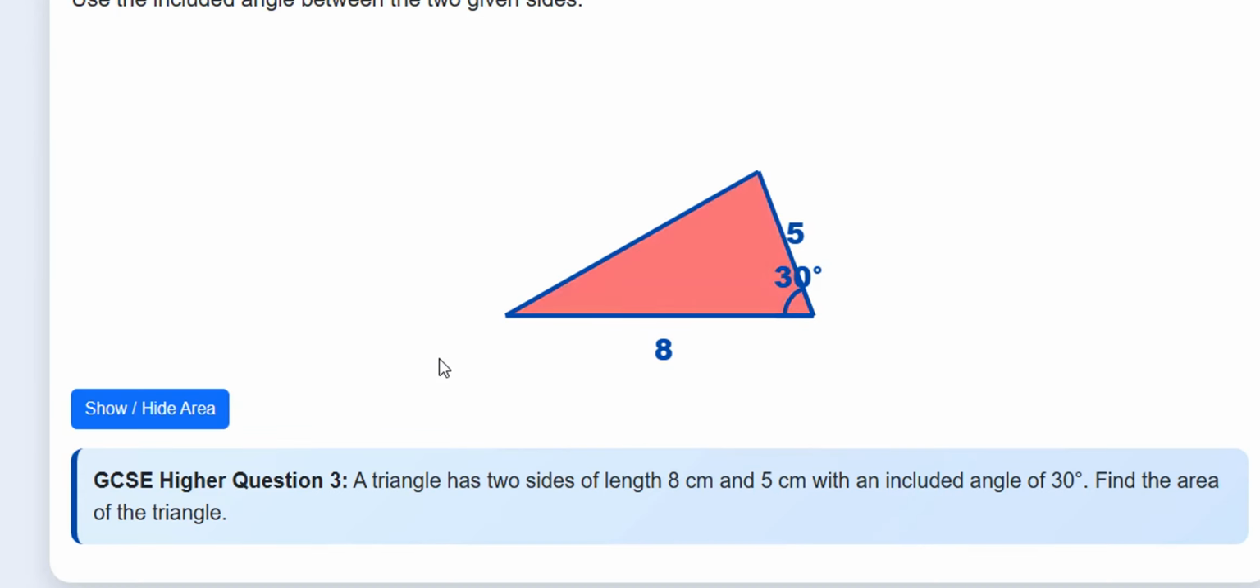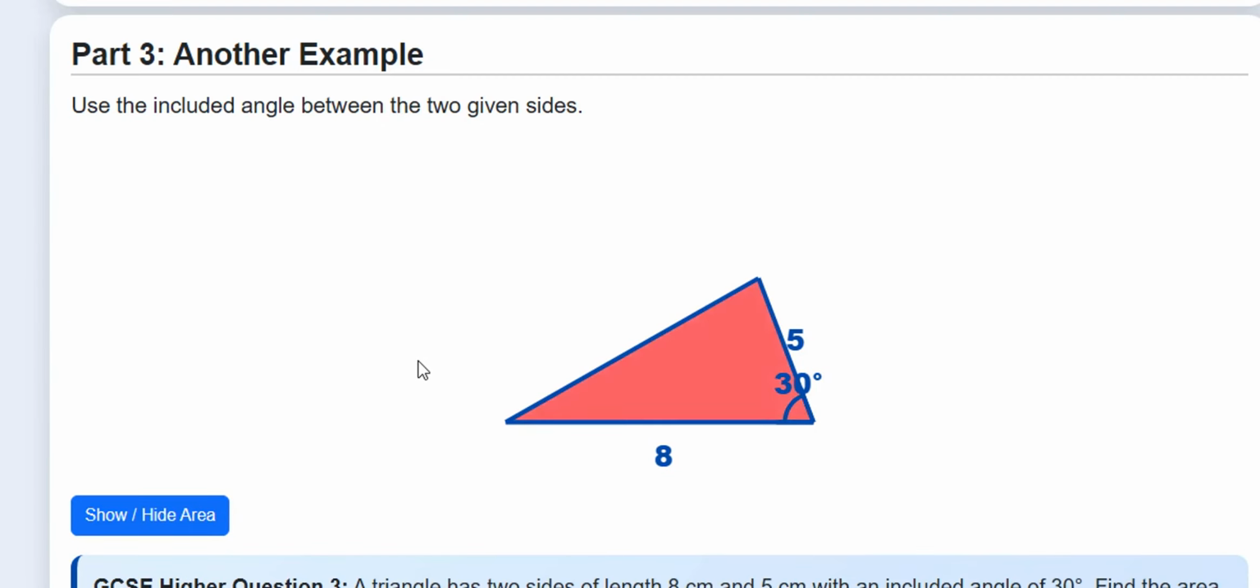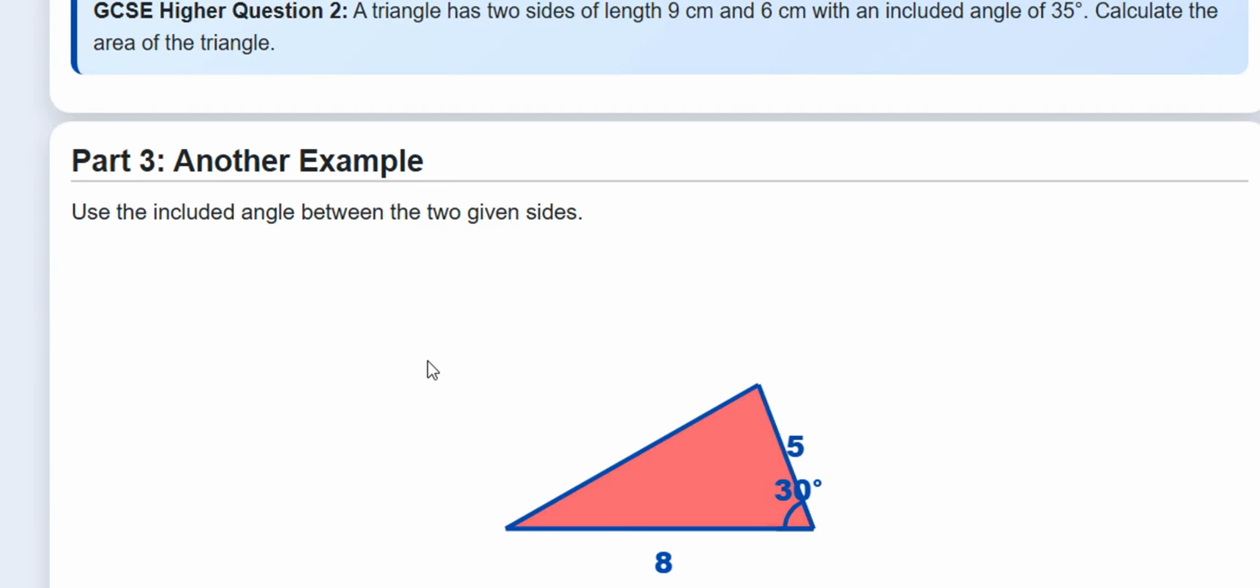So that's how we find the area of a triangle given two sides and one angle.